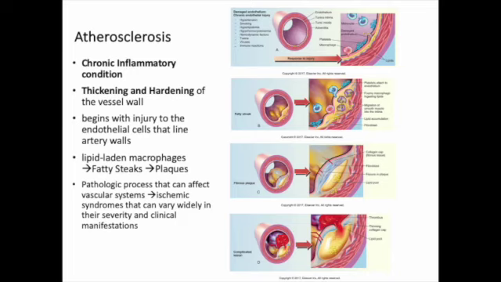Oftentimes, we'll use aspirin or antithrombotic medications to prevent the complication of further atherosclerotic disease. But if you find a plaque and it's at risk for occlusion, it needs to be removed either medically or surgically.